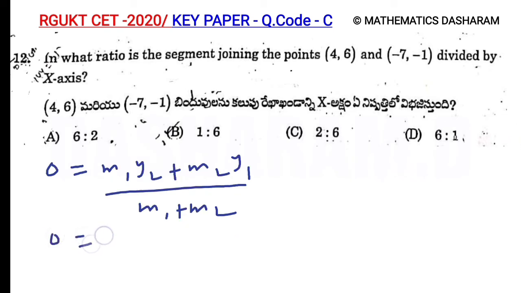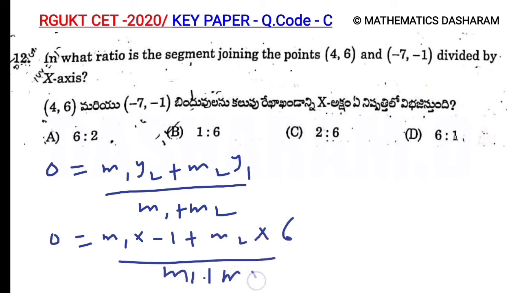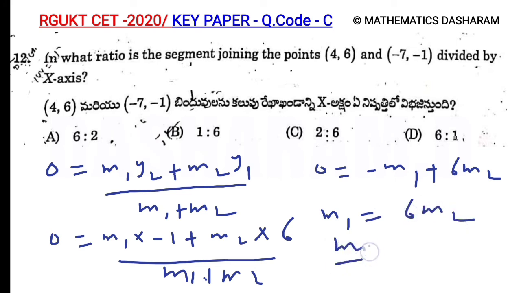So 0 equals m1 into y2, which is minus 1, plus m2 into y1, which is 6, divided by m1 plus m2. Next, the denominator transposed to the left side, then the total answer will become 0. So minus m1 plus 6 m2; minus m1 will become plus m1, equals 6 m2. So m1 by m2 equals 6 by 1, 6 is to 1. So option D is correct.